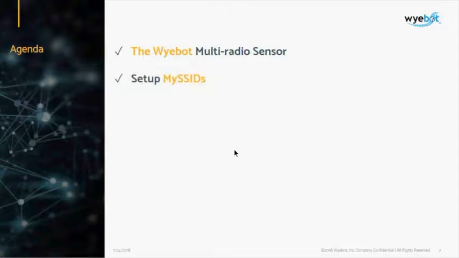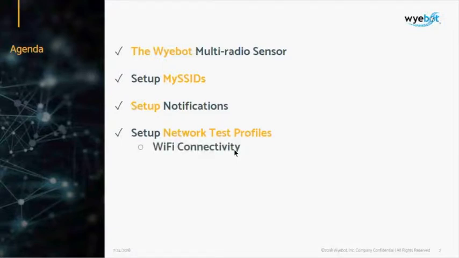We'll cover on the network test side how to set up your SSIDs, the My SSIDs. We'll also cover how to set up notifications so that you can get alerted when a network test fails. We'll go through how to set up the network test profiles and the different kinds of tests that are available. We have many of them, and we'll cover each one of them.